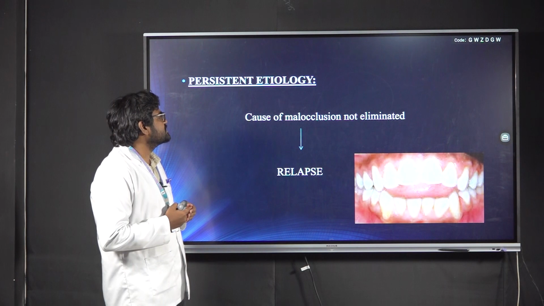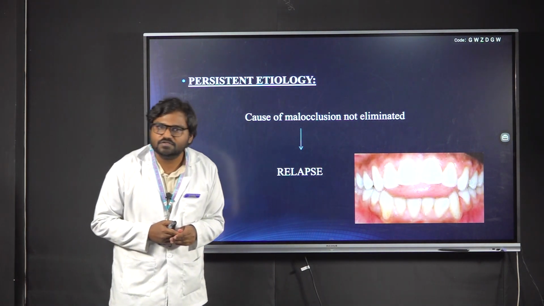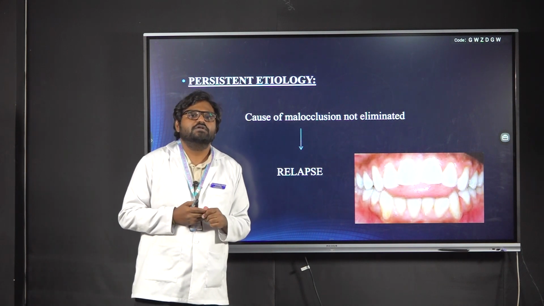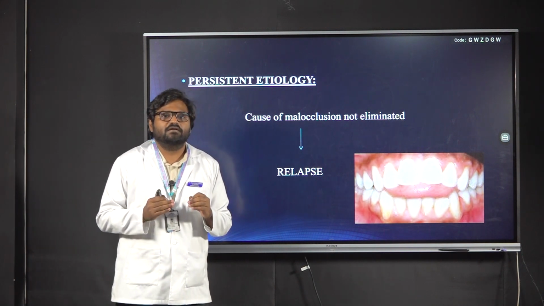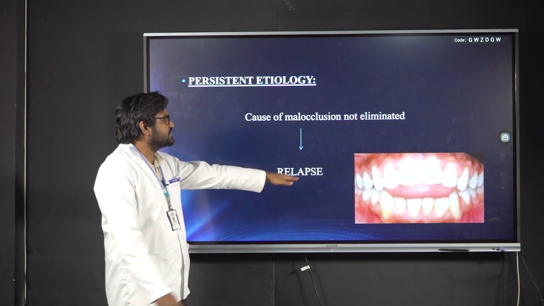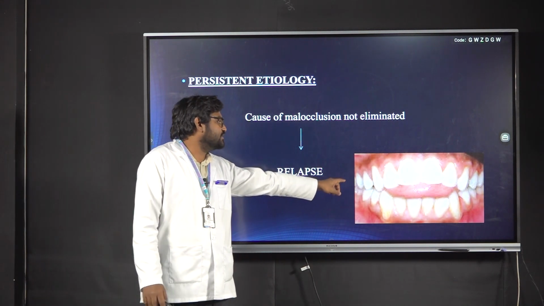Next is persistent etiology. Again, one of the most important causes of relapse is having a cause that is not removed. The main success of an orthodontic treatment would be removal of the etiology. As you can see here in this diagram, there is this patient, you can see a tongue coming out.